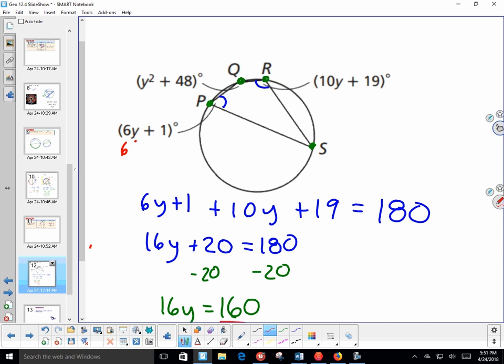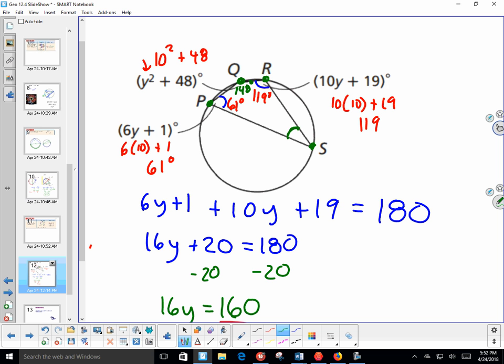So if I plug in 10 here, I get 6 times 10 plus 1. That's 61 degrees. So I'm going to fill that in, 61 degrees for angle P. And if I fill in 10 here, I get 10 times 10 plus 19. That's 119 degrees. Okay, those two are supplementary. That's good, 61 and 119. And then if we know that y is 10, we can plug that in here and get 10 squared plus 48. 10 squared is 100, so that would give us 148 degrees here.